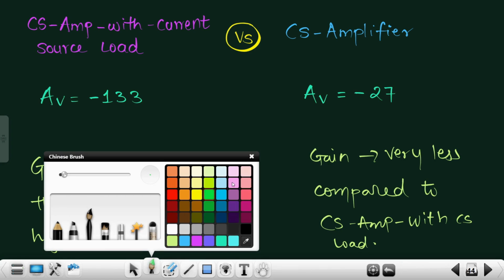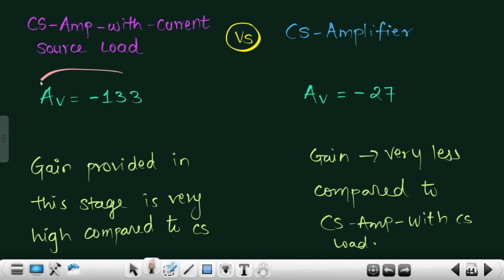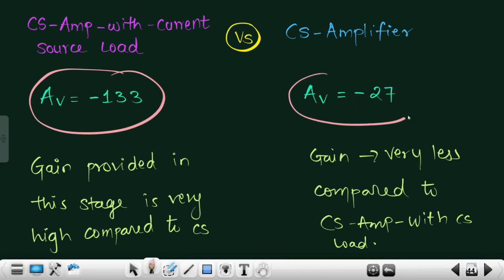There is one more thing I would like to highlight. You see this particular gain, how much is it? For the CS amplifier, if I consider this value as 30, then 30 times 4 is 120. So this gain is almost 4 to 4.5 times of that. This gain is almost 4 times of this particular gain.